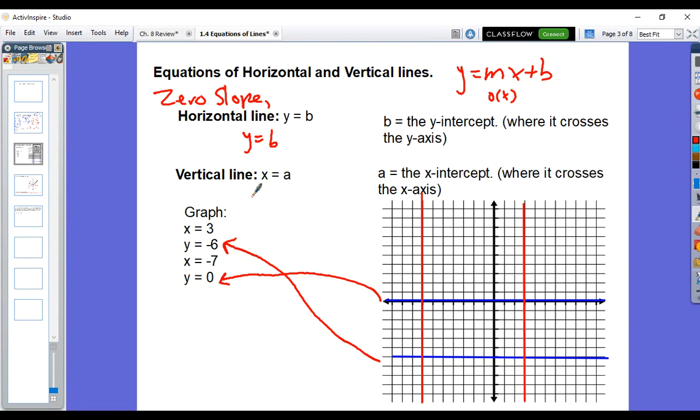But let's go vertical lines. Vertical lines, kind of weird. We have an x, no y at all. Let's say x equals a, where a is an actual number, and it happens to go through the x-axis. That's how we get those vertical lines.